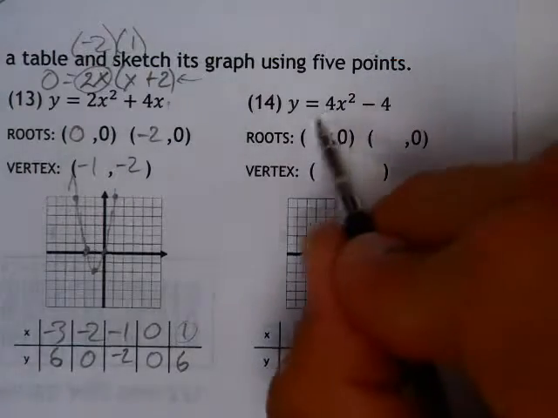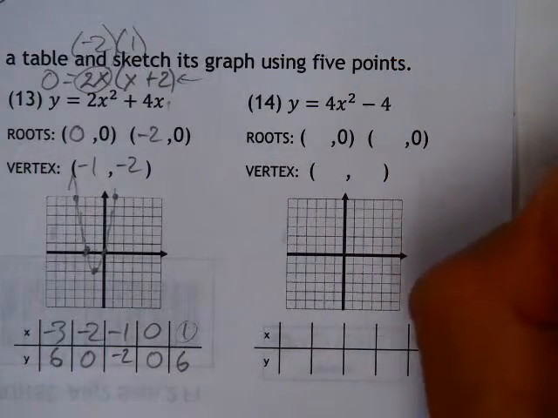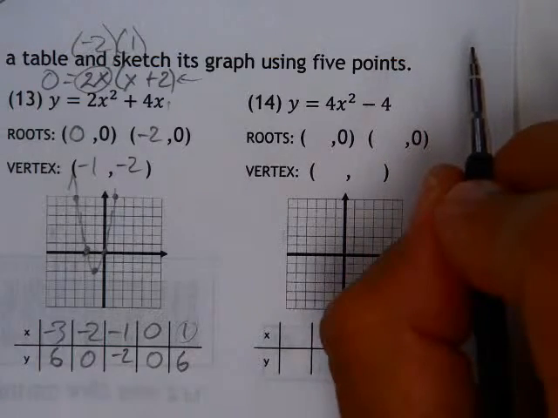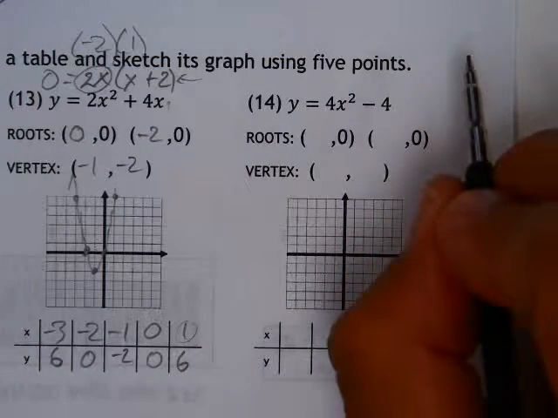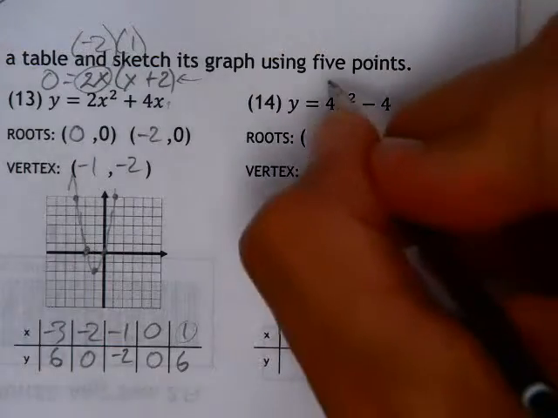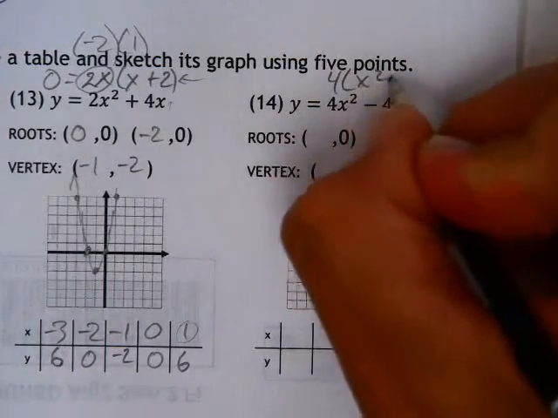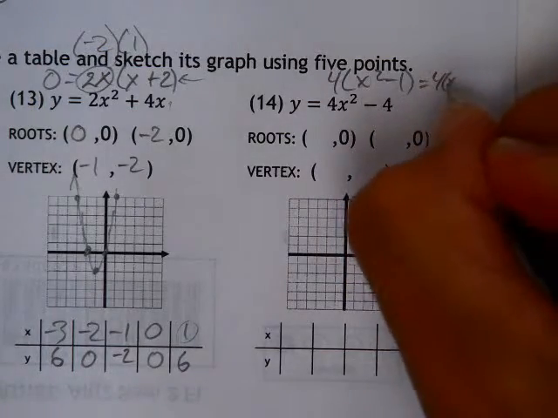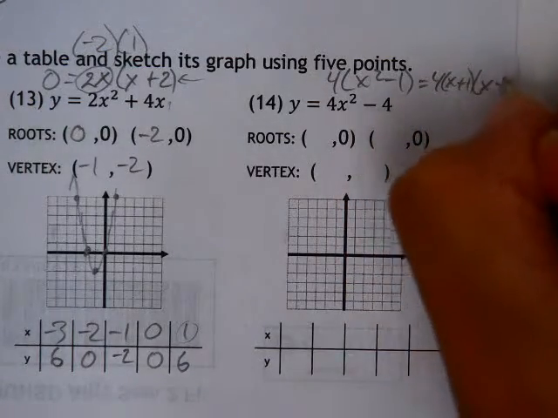Last one. It's the difference of two perfect squares. So you could factor it to be 2x plus 2 and 2x minus 2. That would be acceptable. You could also factor out a 4 and you're left with an x squared minus 1, which would basically be 4 times (x plus 1) and (x minus 1).